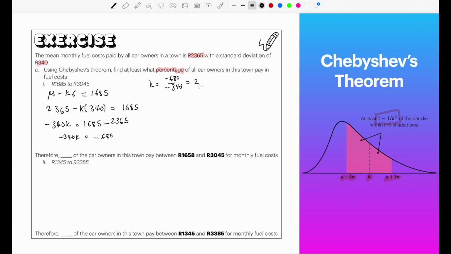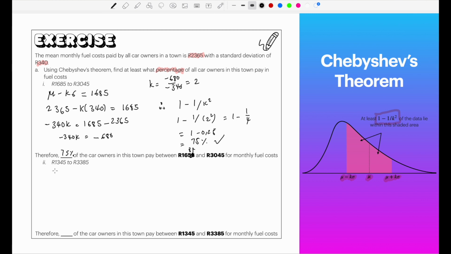So now that we found a value for k, we can now find the proportion. Therefore, the proportion is 1 minus 1 divided by k squared, and that would be 1 minus 1 over 2 squared, which gives 1 minus 1 over 4, and this equals 1 minus 0.25, which equals 75%. Therefore, 75% of the car owners in this town pay between 1,685, oh sorry, that's a mistake right there, 1,685 and 3,045 rands for monthly fuel costs. Cool, so that's how you solve this equation. We found a proportion of 75%.